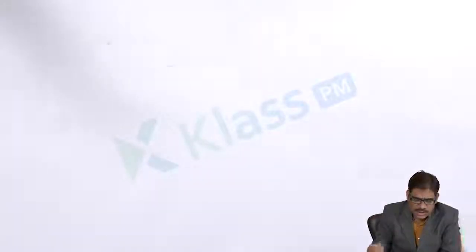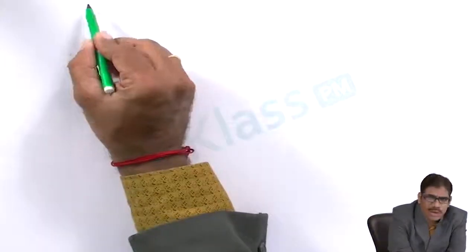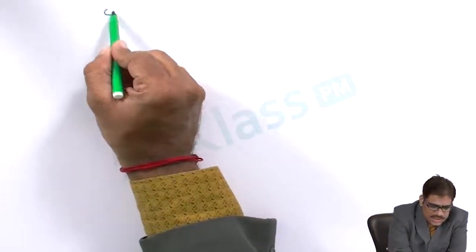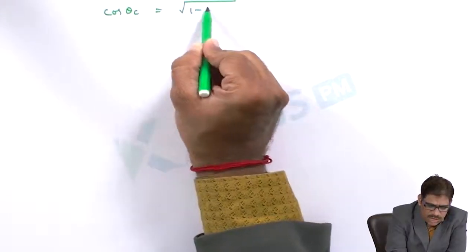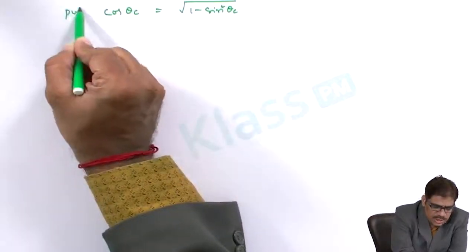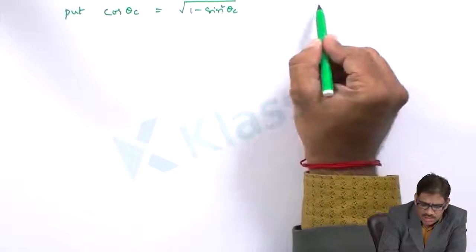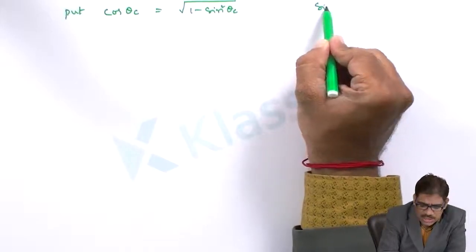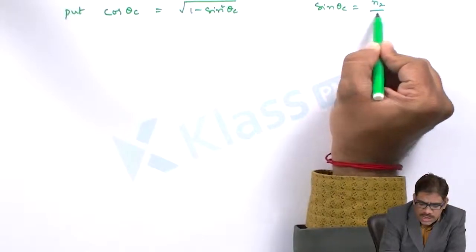Right? Next, we know from the third equation, as far as trigonometric functions are concerned, cos theta c is written as the square root of 1 minus sin square theta c. Put cos theta c equal to that. Now from our condition, we know that sin theta c is equal to n2 by n1.